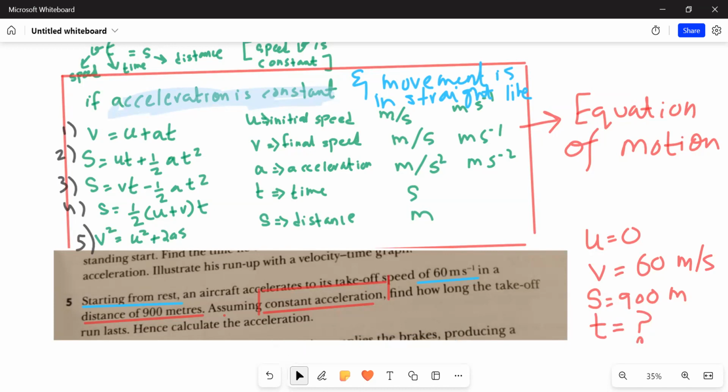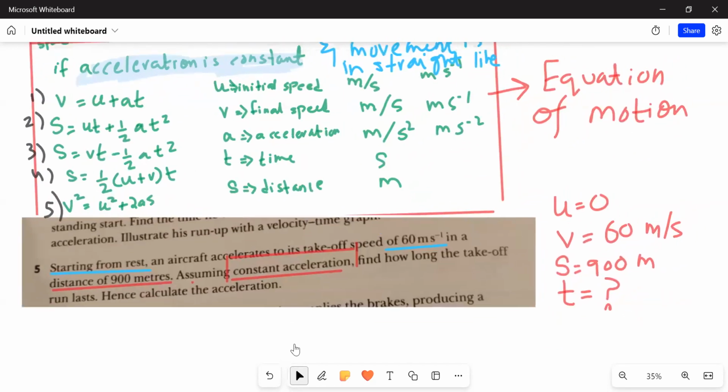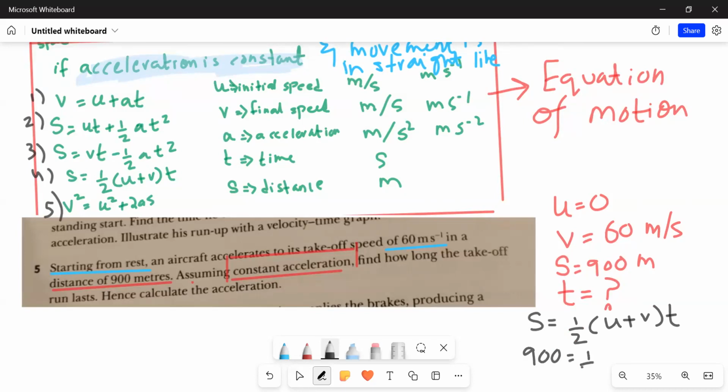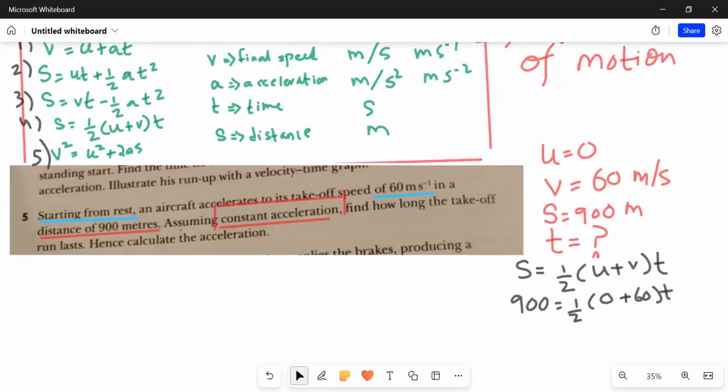Can you substitute the values in the fourth formula and tell me what time comes out to be? S equals half (U plus V) times T. So 900 equals half (0 plus 60) times T. So what should be the value of T? 30. Oh, yes, 30 seconds. Correct.